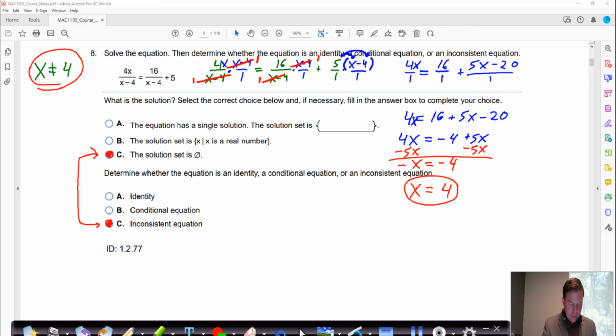If the solution set is any real number, that's an identity. So these two are always matched together. And if you get a conditional equation, the next most common one, you say x has to equal a certain number, then these two are tied together. That's a conditional equation. Okay, and that's it for 8.